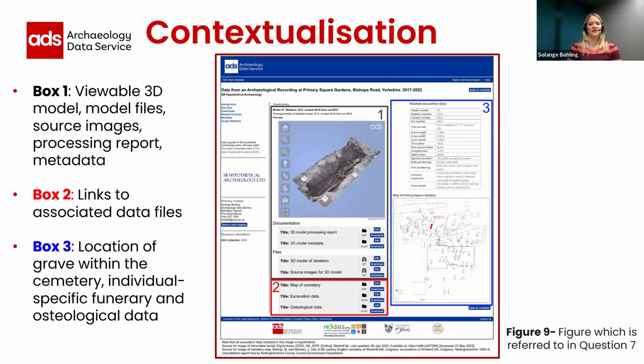Box 1, which was the 3D model and technical metadata, boxes 1 and 2, which added in links to associated data files, or boxes 1, 2, and 3, which added in locational, funerary, and osteological information. The full wording of this question included the fact that creating data linkages during the production of individualized web pages for each 3D model would potentially increase the workload of the ADS and archival costs.